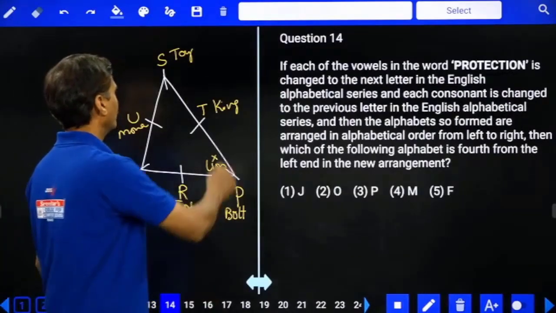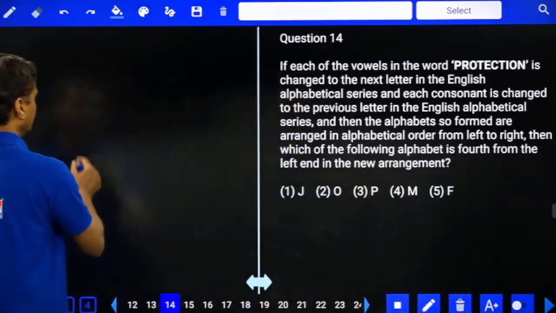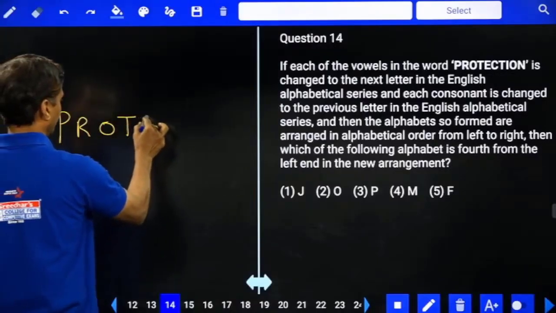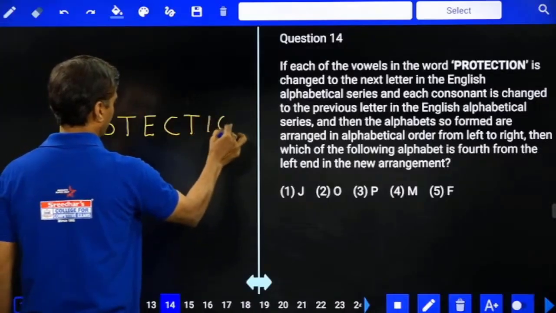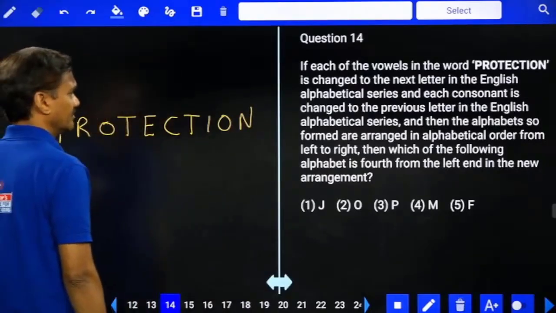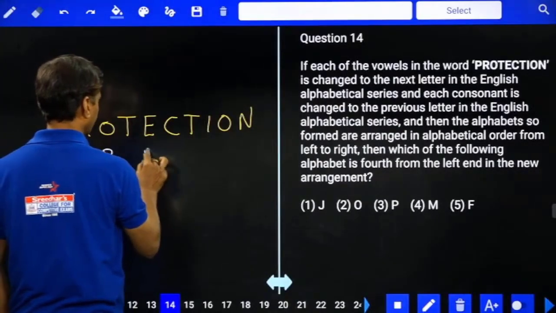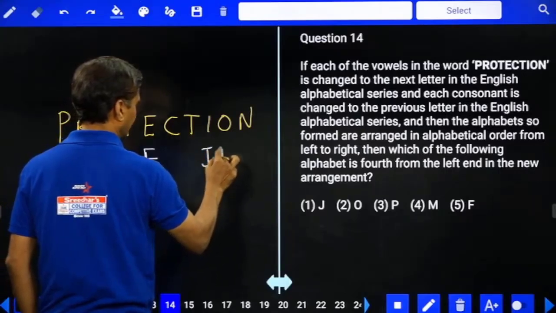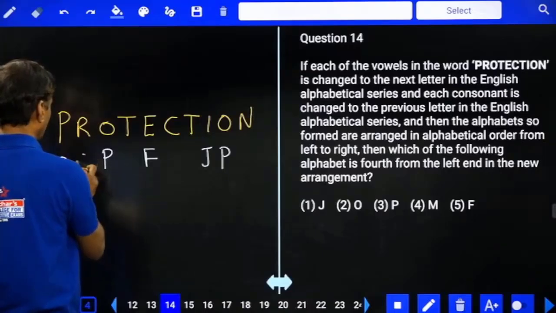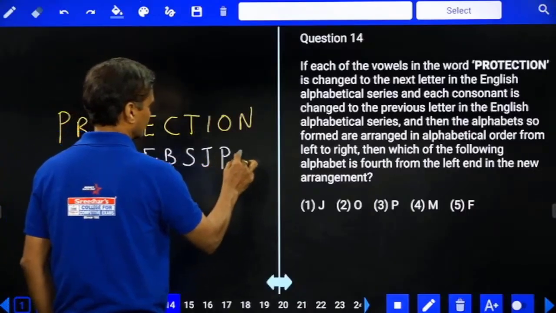Then coming to question number 14. Now in this 14th one, what is given? The word protection: PRO, TE, CT, ION. Protection is the word. Then each vowel in the word is changed to the next letter: O becomes P, E is F, I is J, O is P. Vowel to the next letter, and each consonant to the previous letter: P minus 1 is O, R minus 1 is Q, T minus 1 is S, C minus 1 is B, T minus 1 is S, N minus 1 is M.